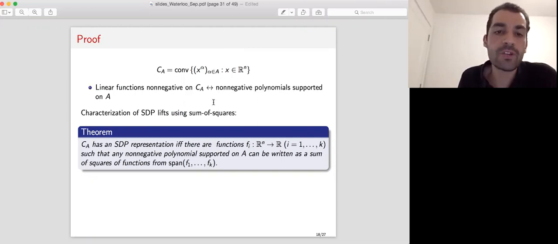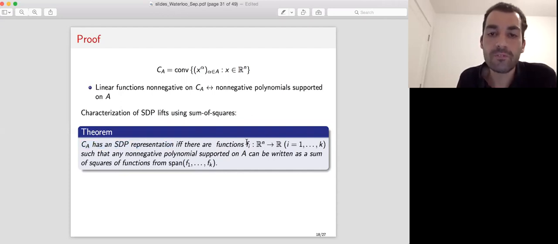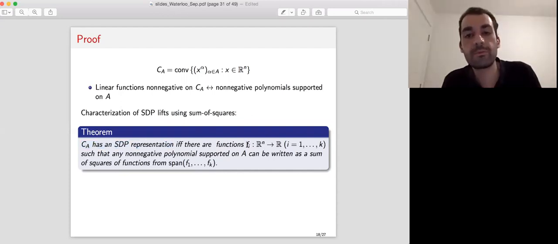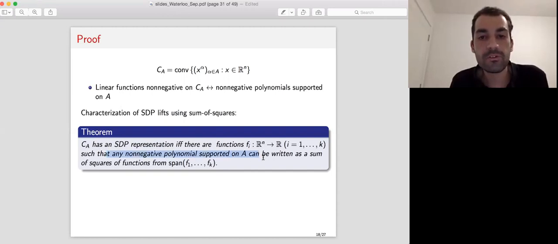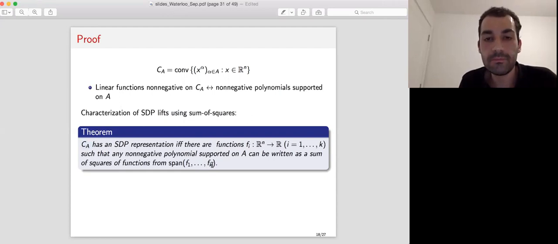So if I rewrite my theorem about existence of SDP lifts using sums of squares, it tells me that CA has an SDP representation if and only if there are certain functions, the ones that span my subspace, such that any non-negative polynomial supported on A can be written as a sum of squares of functions from the span of these functions. And K is going to be related to the size of my SDP representation. This is precisely the statement I showed two slides ago, but specialized to the case of CA.